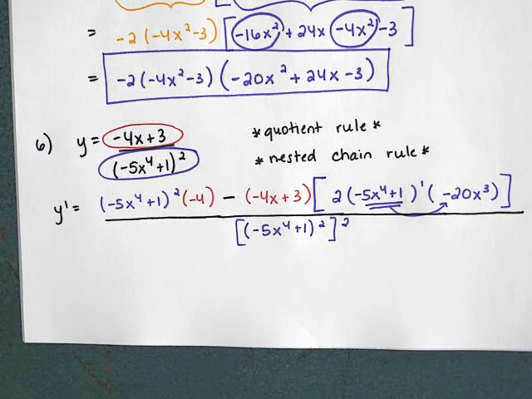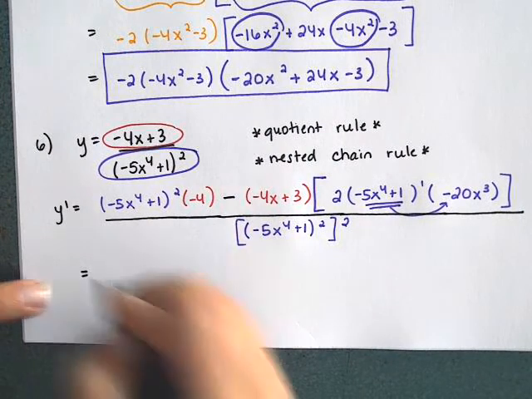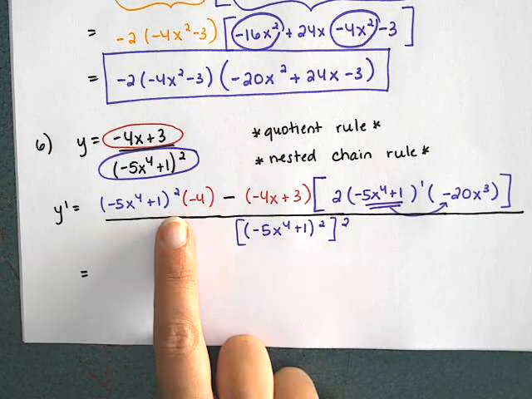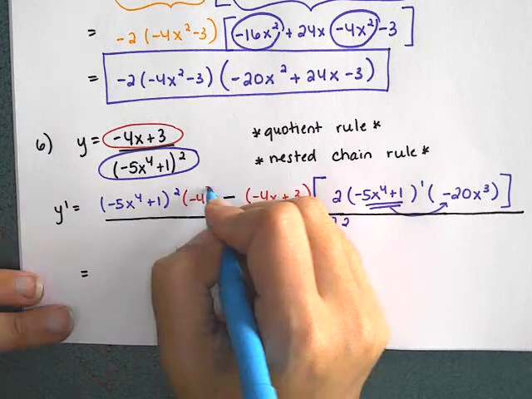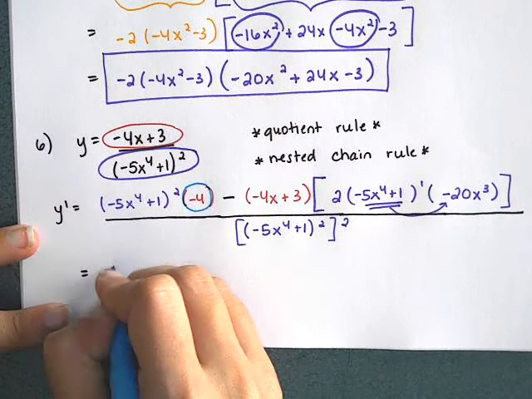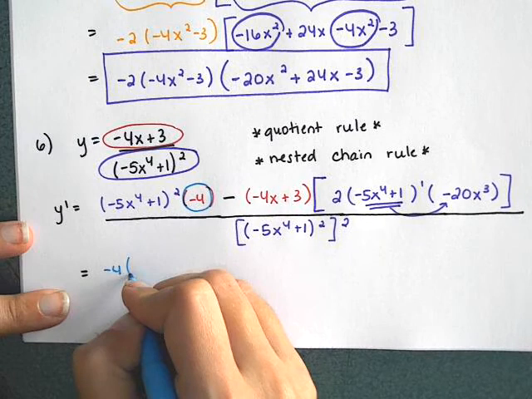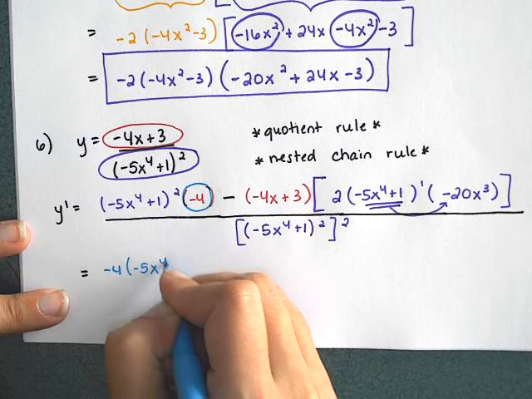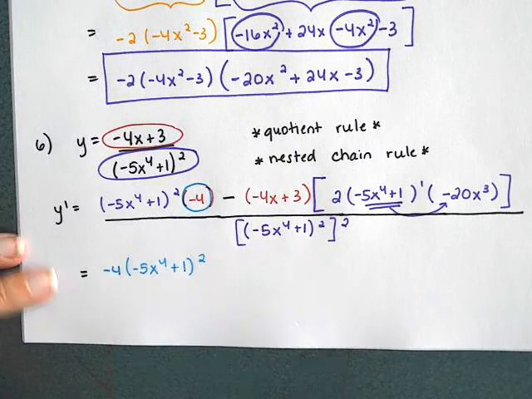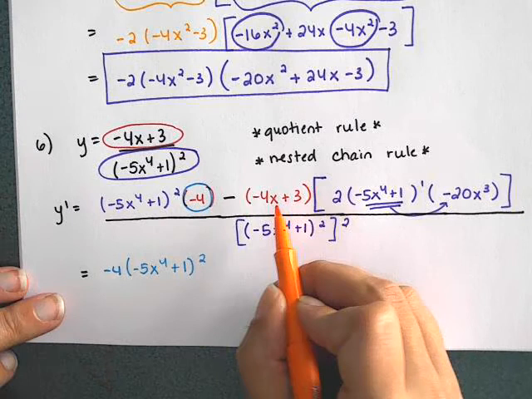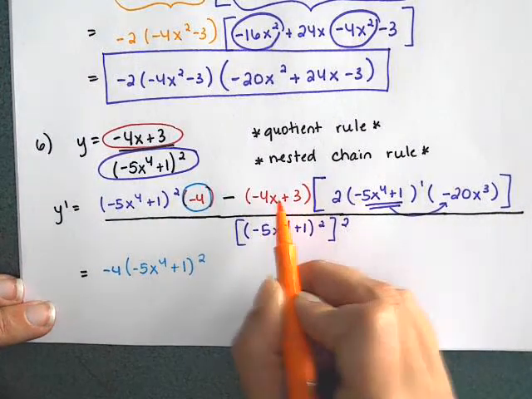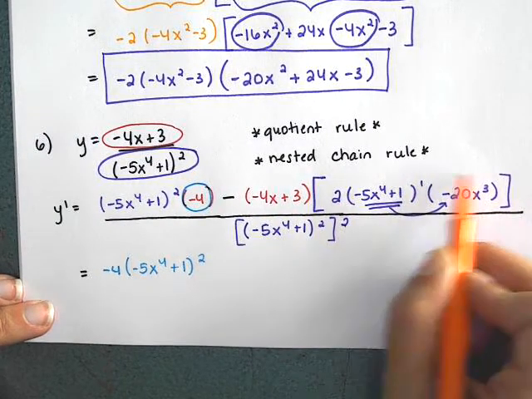From here, again, it's just really a simplifying game. So I'm going to look at this first term and see if I can rewrite it in a slightly nicer way. I'm just going to pull the negative 4 out to the beginning. And copy down the negative 5x to the 4th plus 1. Then I'm going to look at the second term. This is one big product. This times this times this.